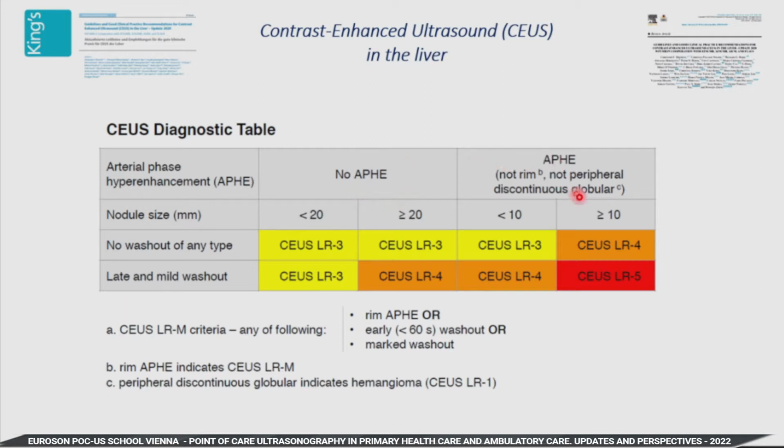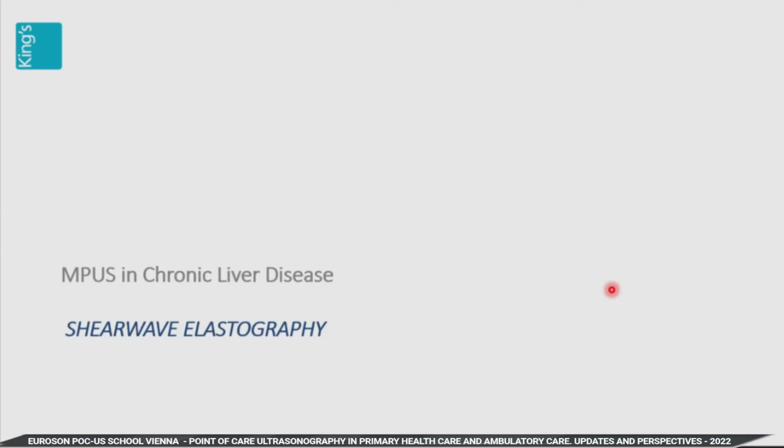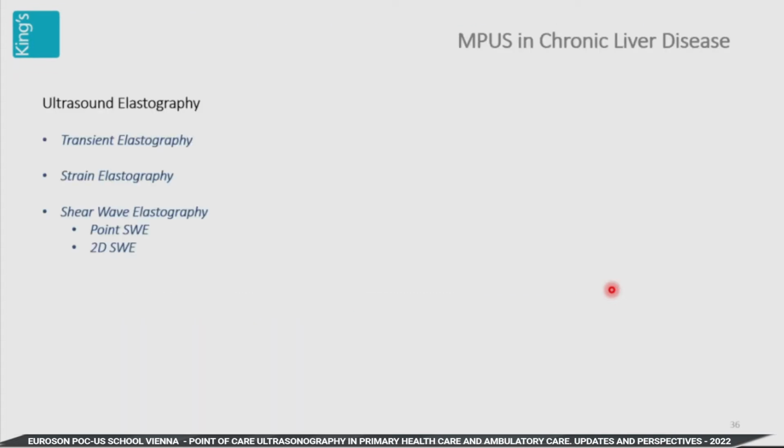So if it's arterialized and washes out, then it's an HCC, and it's classified immediately as that. And this works very well. We just finished a multi-center study with 650 patients with CT and MR correlation on this particular thing. And contrast-enhanced ultrasound is as good as CT in telling you whether or not it's a benign or malignant lesion in cirrhotic patients.